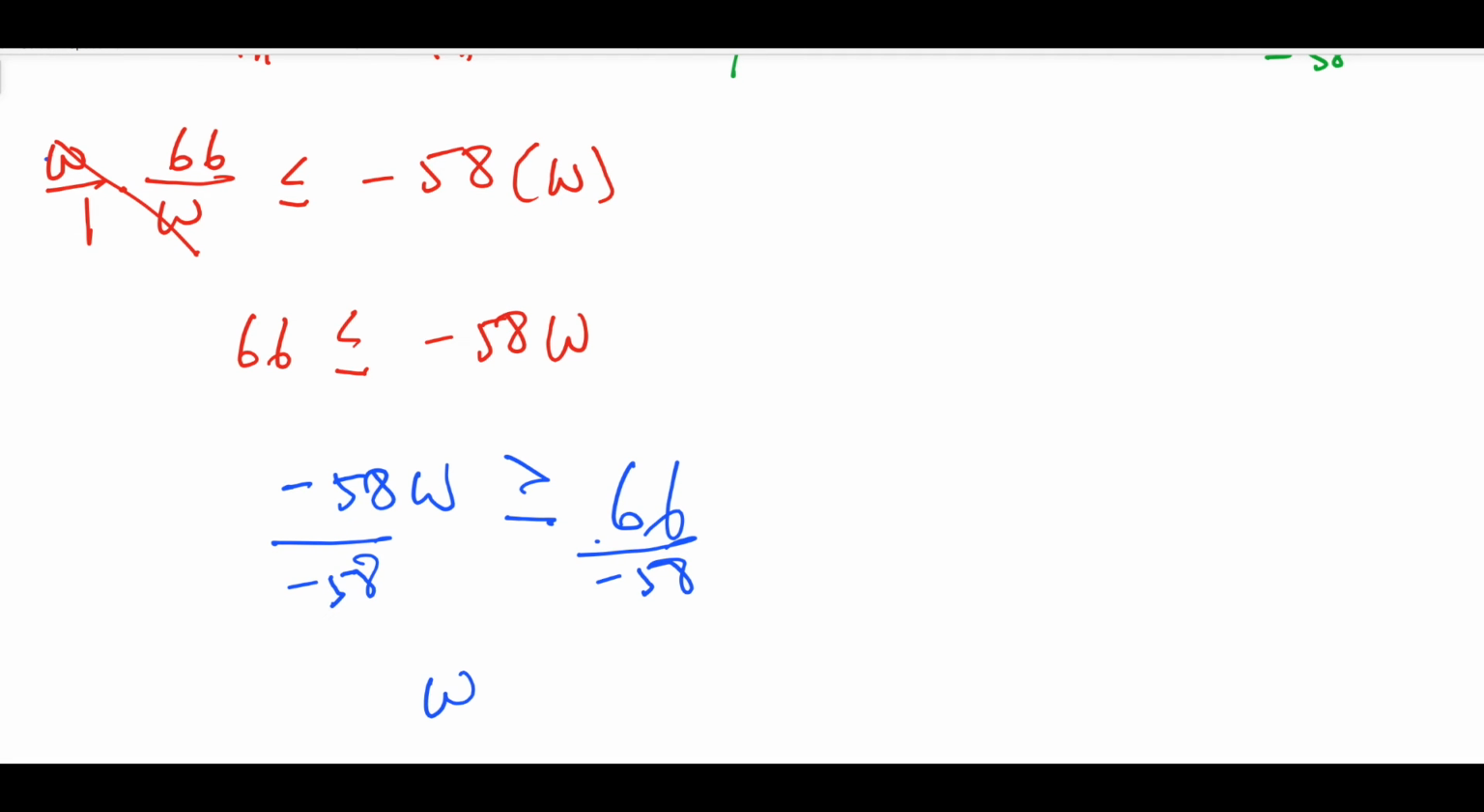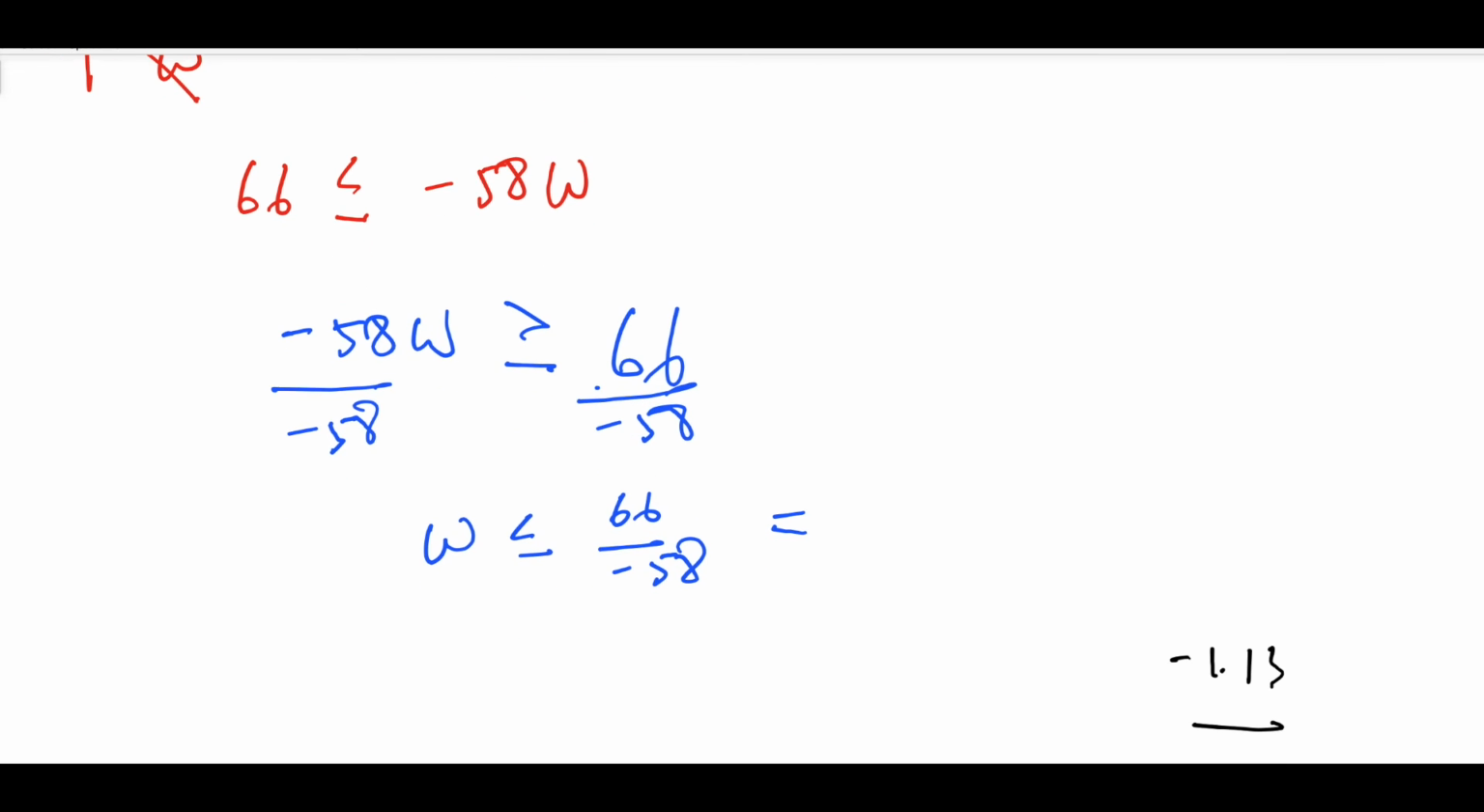So W is less than or equal to 66 over negative 58. This problem was not meant to be done like that, but it's actually better to do it like that. 66 divided by... Wait, but if you're changing this around, wouldn't that be one extra thing you have to flip?